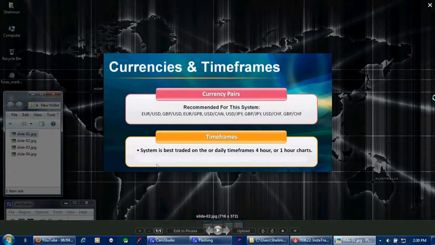And it's best used with the currency pairs that trend the most, and the list is on the screen right now. I also use it with a daily time frame, but you could also use it with the 4 hour, with a 1 hour, but I recommend using it on a daily time frame until you get very familiar with it.